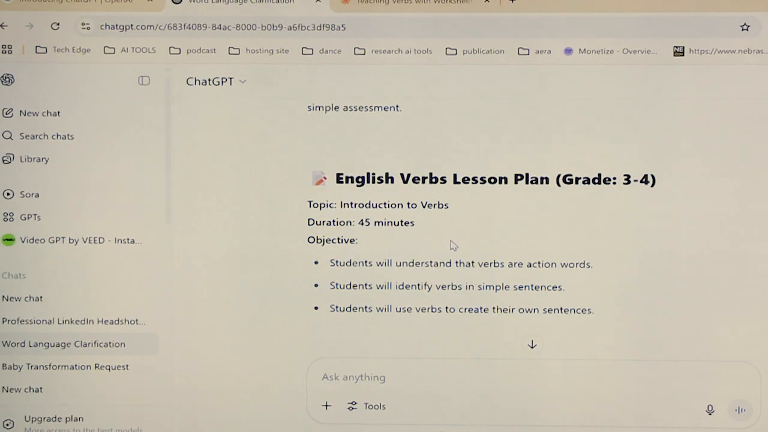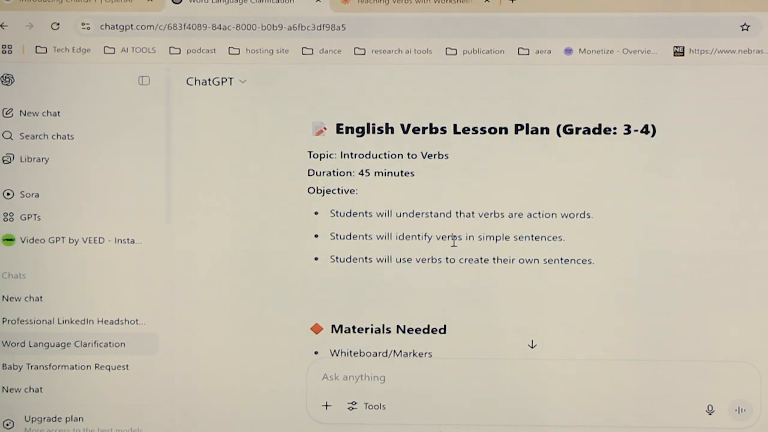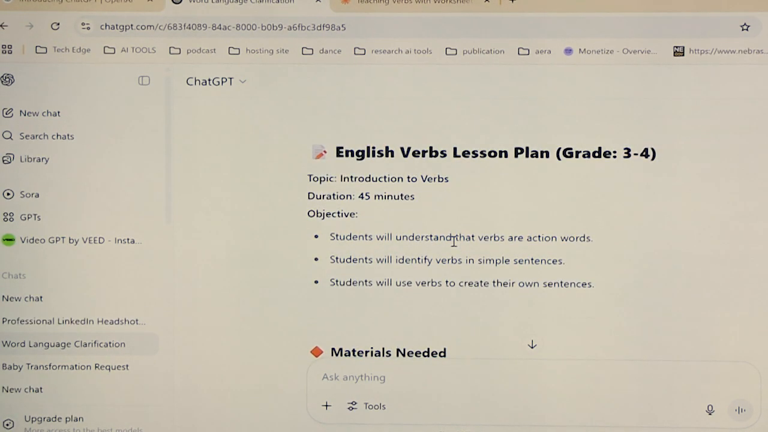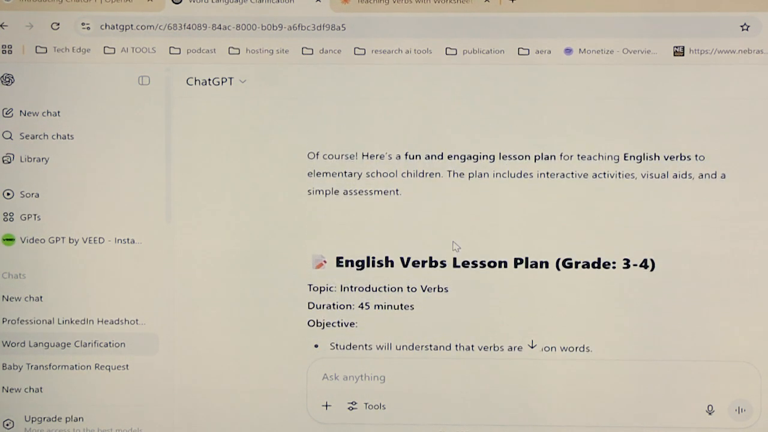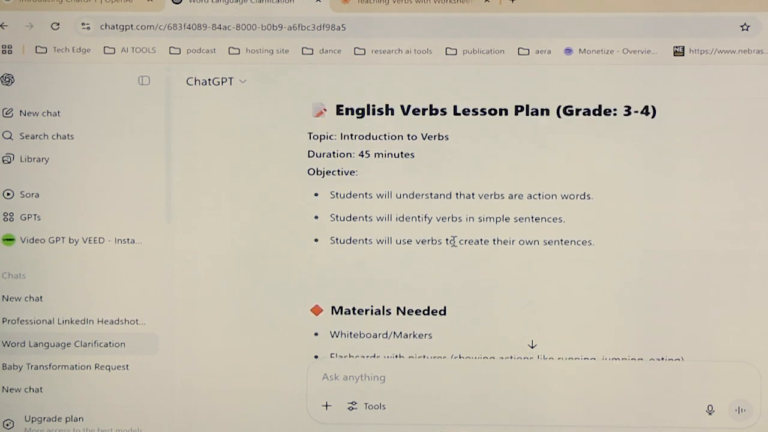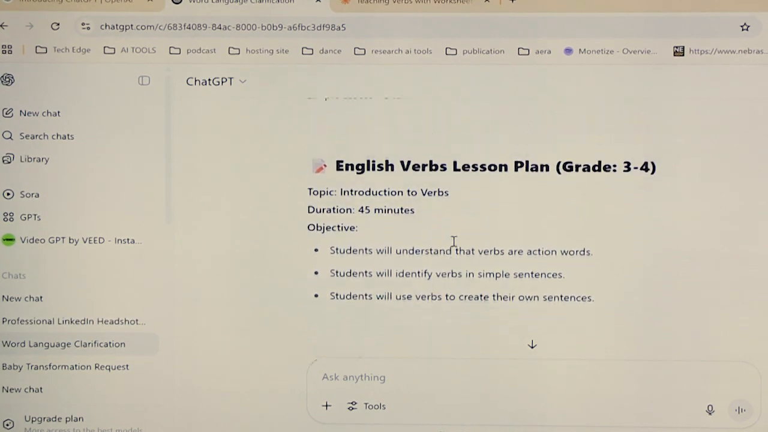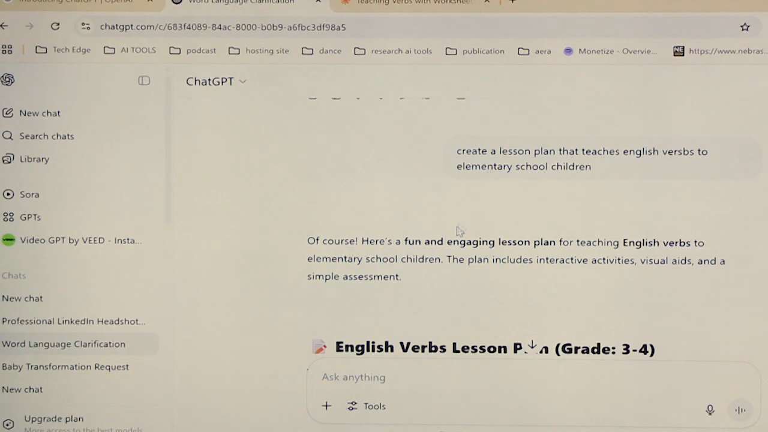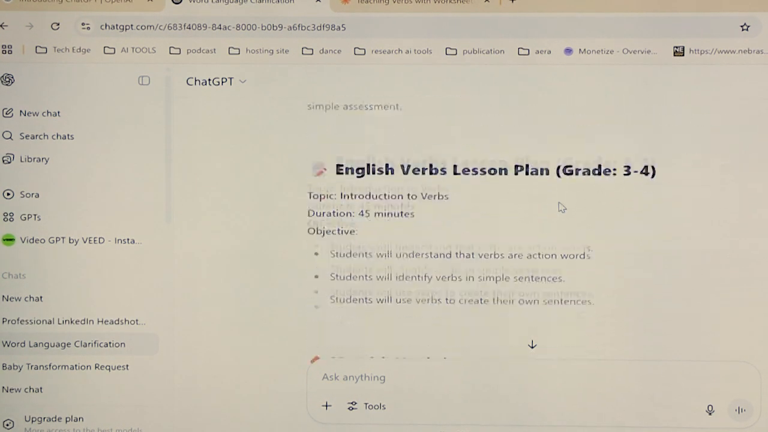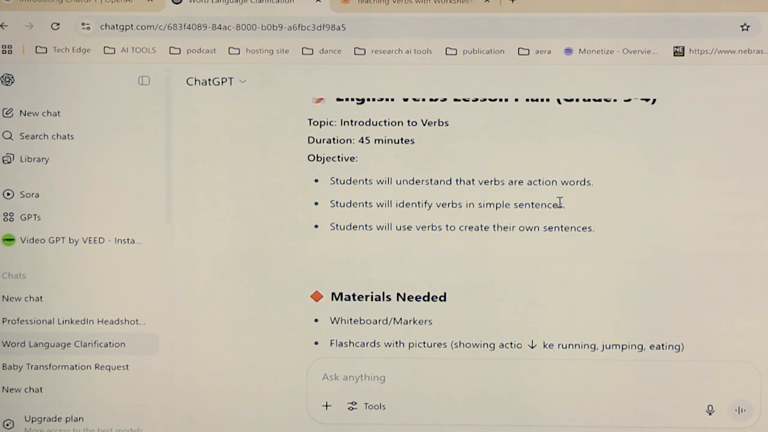So let's go. Yeah, so today I will take you through how to use a combination of AI tools to create a lesson for your students. First of all, I used ChatGPT, and as teachers, one weapon that makes our work very successful is a lesson plan. So I asked it to develop a lesson plan. The prompt is: create a lesson plan that teaches English verbs to elementary school children. And this is the lesson plan that was given.